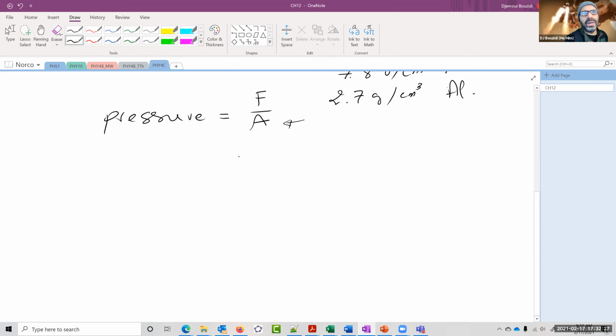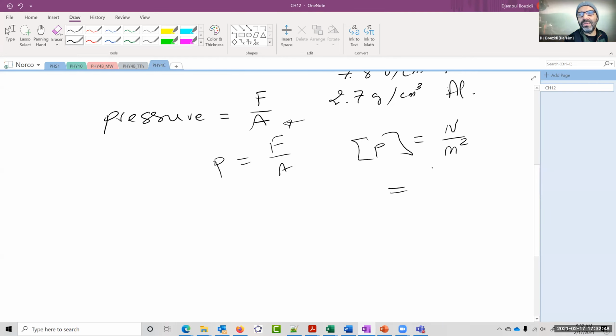In the case of units, first of all, the units for the pressure are going to be the units of the force divided by the units of the area, which is meter squared. Or if you like, the force is in kilogram times an acceleration, which is meter per second squared, divided by meter squared.